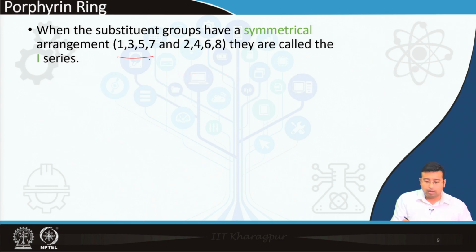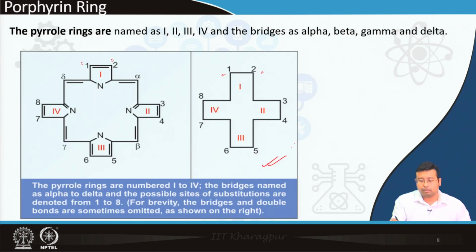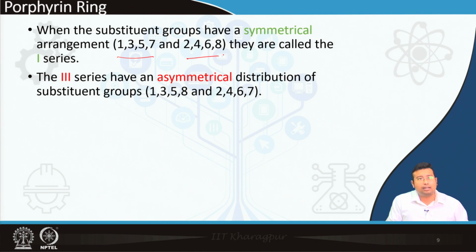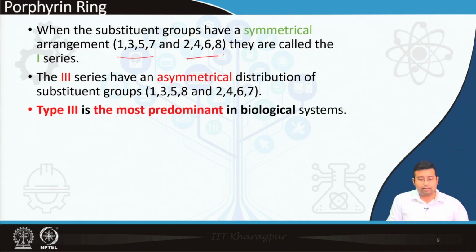So, if you just number it this way, right. If you just notice the groups that are present in 1, 3, 5 and 7 and 2, 4, 6, 8, if they are symmetrical, then it belongs to the first series. If they are asymmetrical, then it is known as series 3, right. And type 3 is the most predominant variety in biological systems. There are also multiple types, but we do not need to know that. If you just know type 1 and most importantly 3, you are good to go.